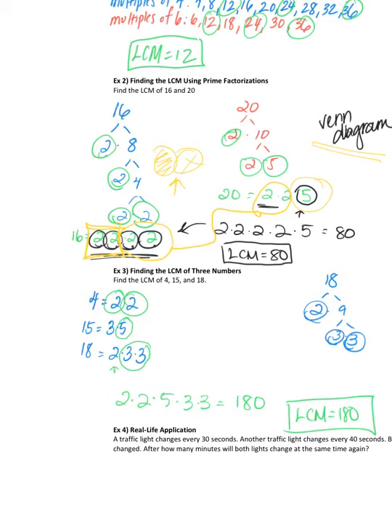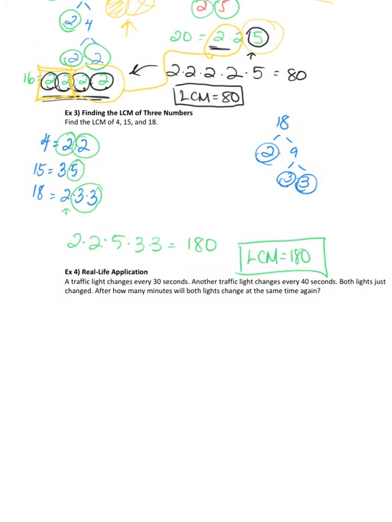Okay. All right, last problem, looking at an application problem. These are always good. So here we're looking at a traffic light that changes every 30 seconds. Another traffic light changes every 40 seconds. Both lights just changed. After how many minutes will both lights change at the same time again? Okay, so all this is asking us to do is look at multiples.